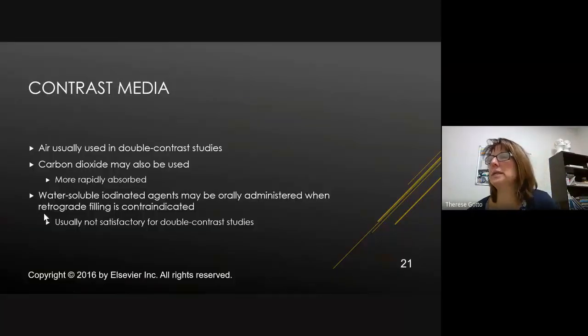Okay, air is usually used for our double contrast BEs. Carbon dioxide also may be used. However, that's more rapidly absorbed by the body, so you'd have to work very quickly.